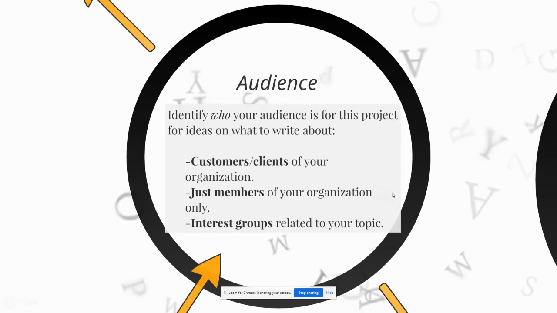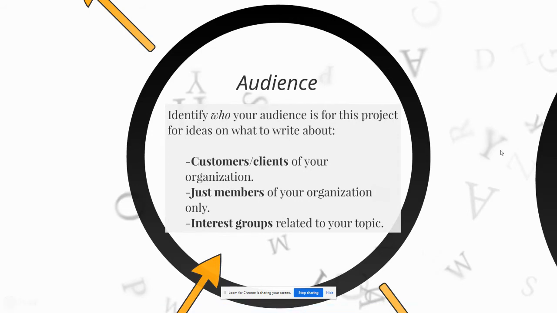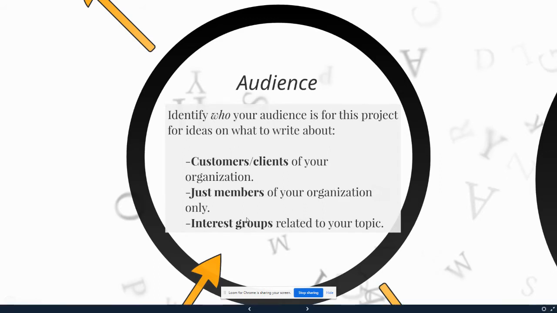Another option could be just members of your organization only, meaning other coworkers, bosses and coworkers, anywhere in between. It could be both. It could be for everyone, customers, clients, and members. Just knowing who specifically helps give you ideas on what 3 categories to write about with your newsletter.